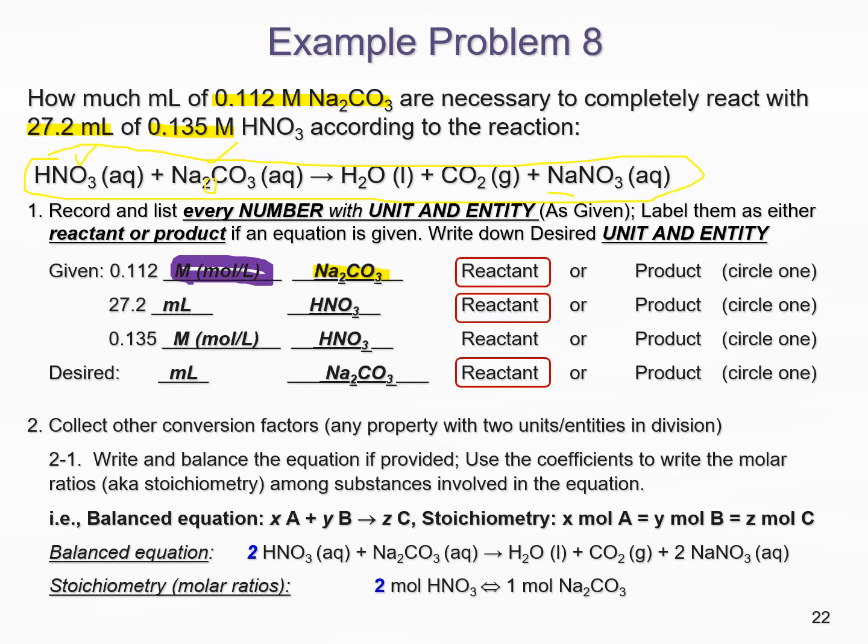According to this, there is a 2 in front of nitric acid, which means it's 2 moles of nitric acid for 1 mole of sodium carbonate. Because that's 1 mole of sodium carbonate. And of course, this is our first conversion factor we can get from a balanced chemical equation.